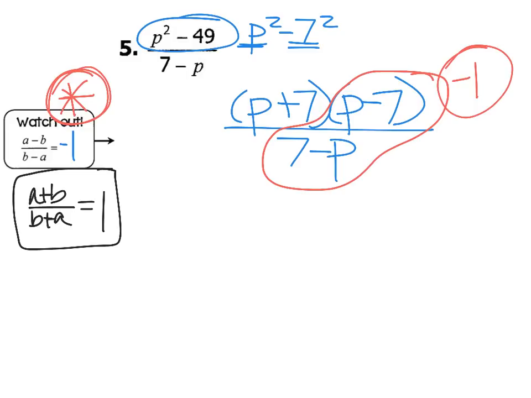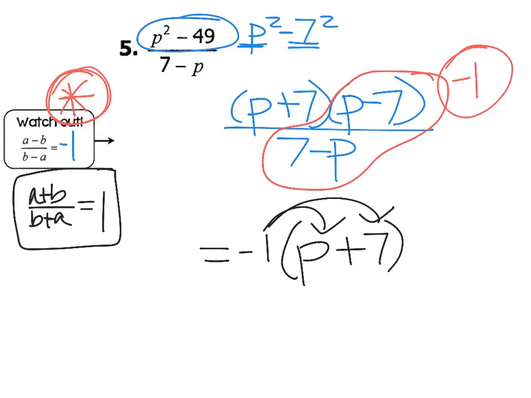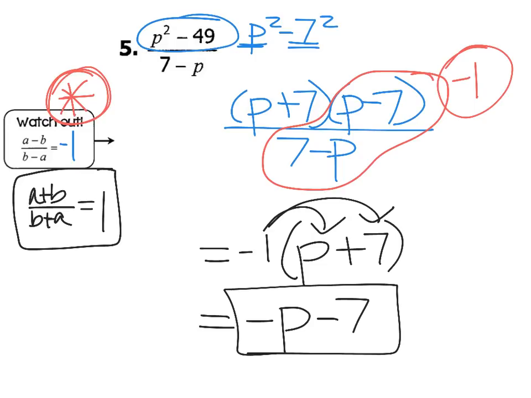All right, so when we're simplifying this, we say that it's negative 1 times p plus 7 because that's what's left over. Now you have to distribute the negative 1 to both terms, so our final answer is negative p minus 7. And you're done.